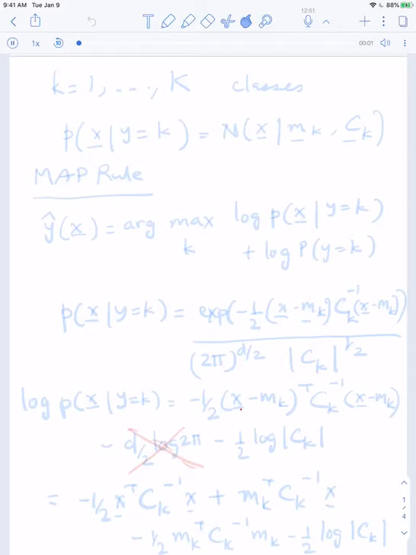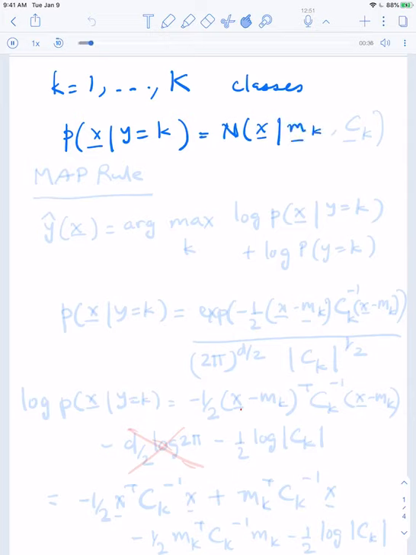Okay, so let's look at model-based classification with Gaussian distributions. Let's look at the most general case to start with. Basically, I have k classes, little k equals 1 through capital K classes, and the distribution of the data conditioned on class k, that density rather, is Gaussian with mean vector mk and covariance matrix Ck, right?